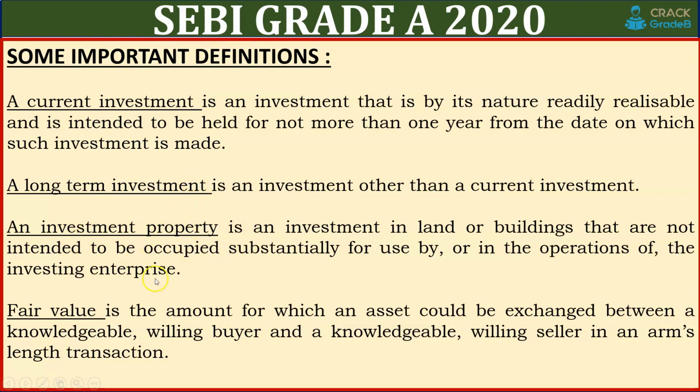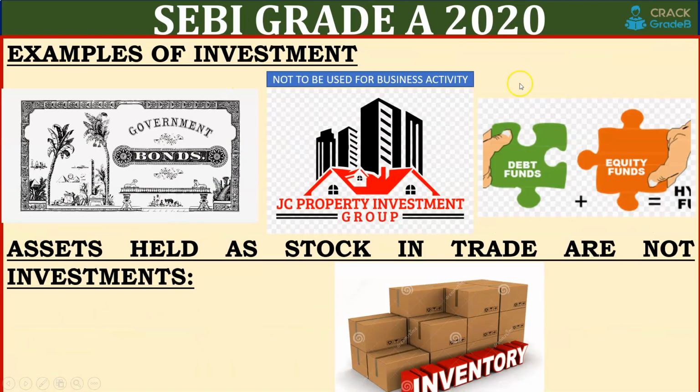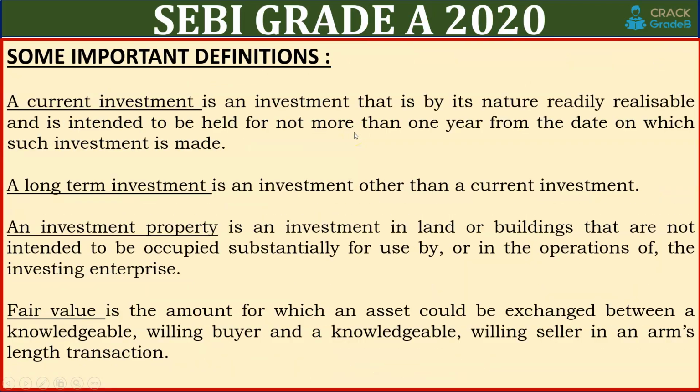There is a very small concept for investment property that we will see later on. But right now, you must know that this word exists. So an investment property is an investment in land or buildings that are not intended to be occupied substantially for use by or in the operations of the investing enterprise. The example we saw here of a building was the investment property that is not occupied or substantially used for the operations of the investing enterprise. Okay, and they are the land and buildings.